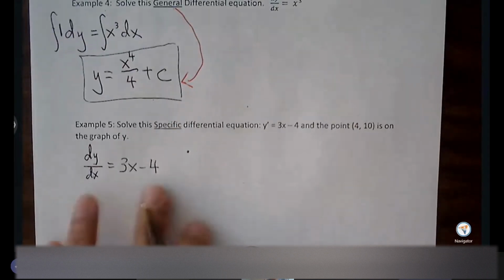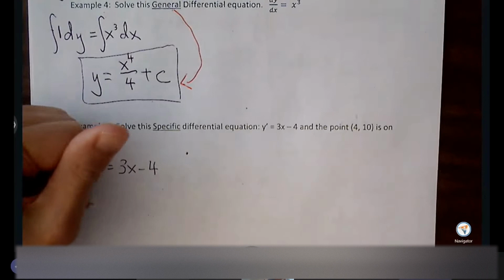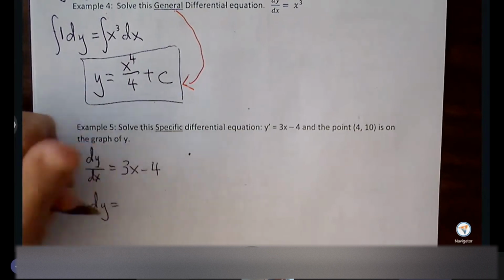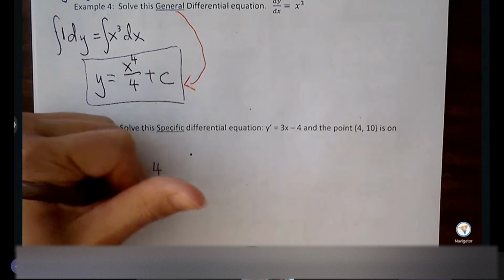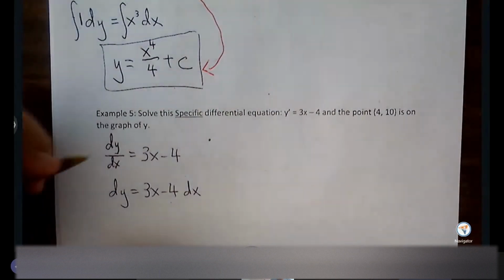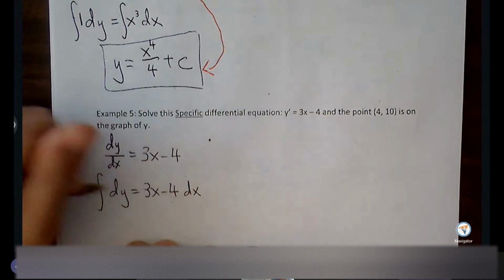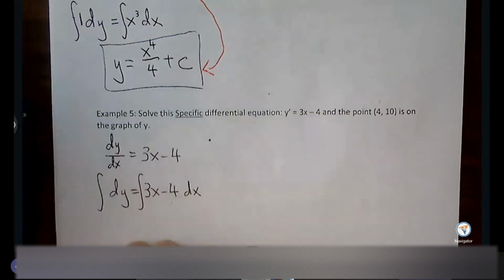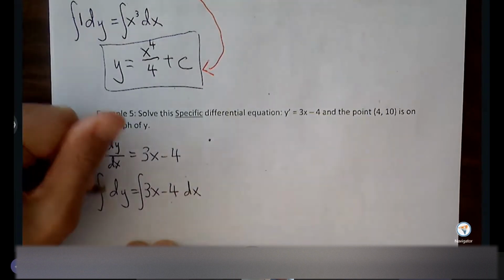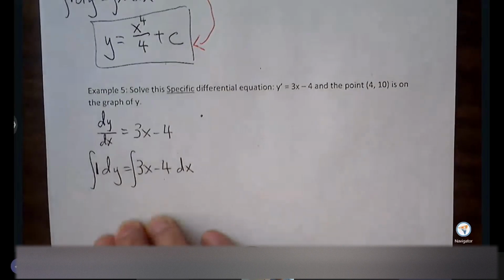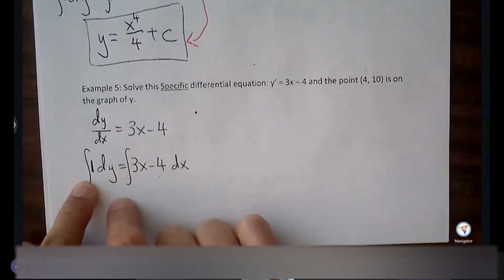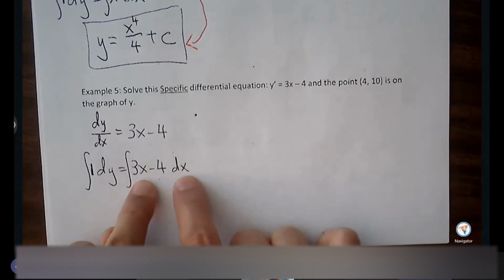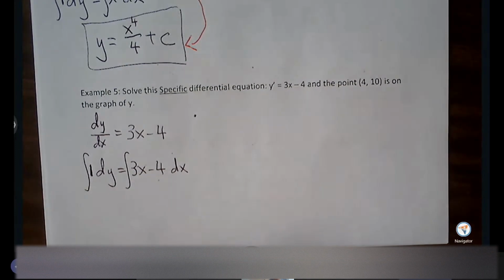We'll go ahead and move that dx over to the right side. Take the antiderivative. I'll put a 1 as a placeholder. My variables are nicely separated: everything involving y's on the left side, everything involving x's on the right side.